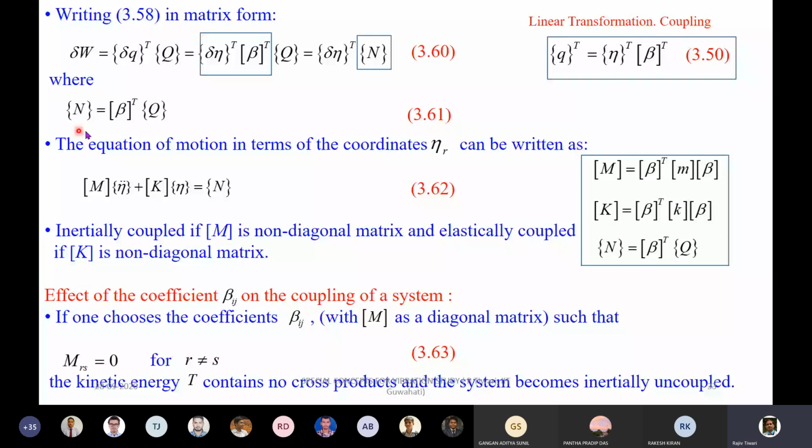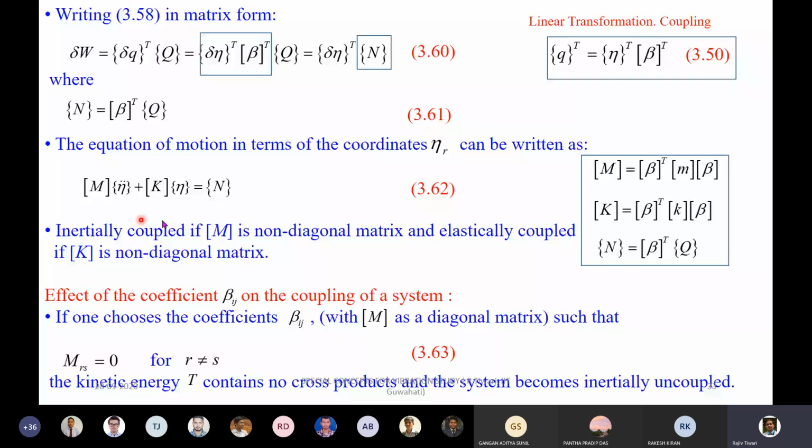Now, the equation of motion, which was earlier small m q double dot plus small k q is equal to capital Q, will change to this form, where capital M is defined with the previous mass matrix, K with the previous stiffness matrix, and the new generalized force with this. So this is the equation of motion of the system in the new generalized coordinate set.